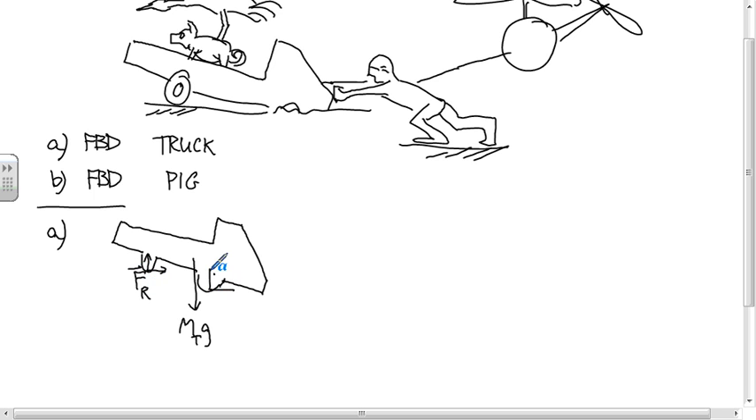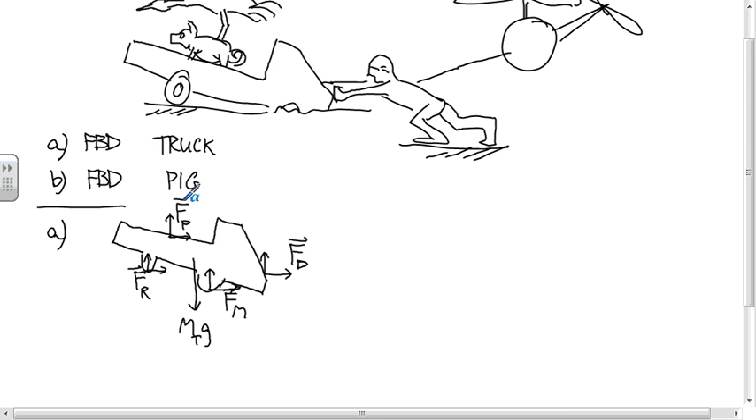And then here there's contact. This is the force on the truck by the mud. Here there's contact. This is the force on the truck by the person. Oh, I'm going to change that to driver, because we'll get into trouble. And then here there's contact. That's the force on the truck by the pig.